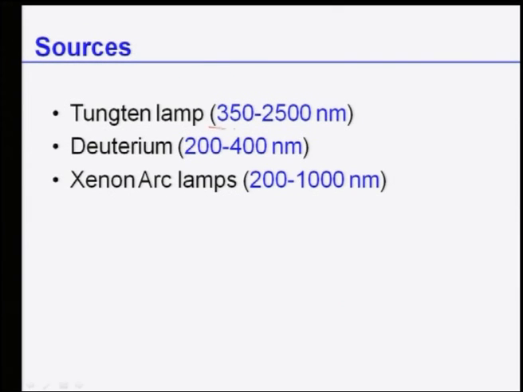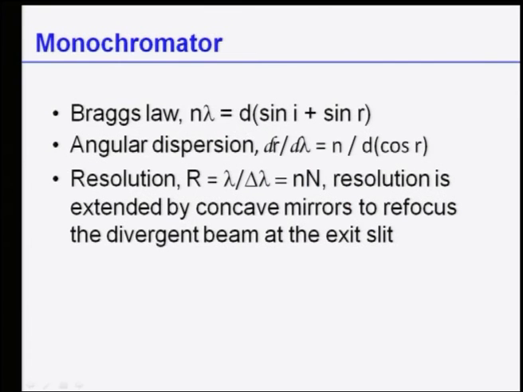So how does this monochromator really work? As I said, different lamps can be used. You can use general lamps also. And the monochromator basically applies Bragg's law, and this is Bragg's law: n lambda equals 2 d sin theta, which can be written as d (sin i plus sin r). It has an angular dispersion given by n by d cos r. r is basically the reflection angle, and i is the incident beam.